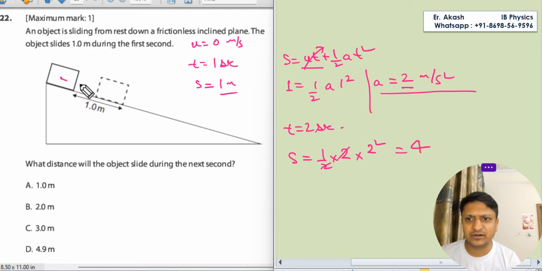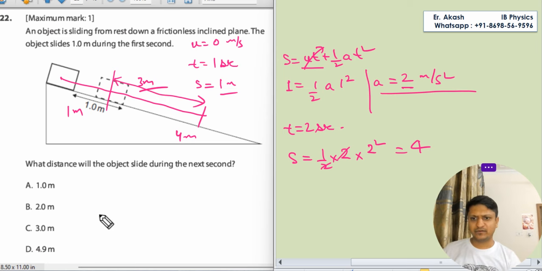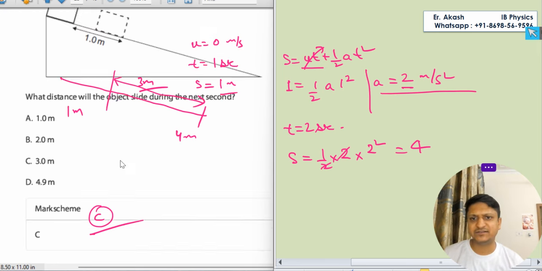So the total distance traveled in 2 seconds is 4, and in 1 second it has covered 1 meter, and in 2 seconds 4 meter. So the distance traveled between this is 4 minus 1, that is 3 meter. So option C will be the right option. We will check the mark scheme and it says the C option.